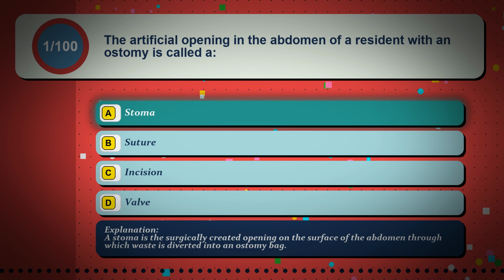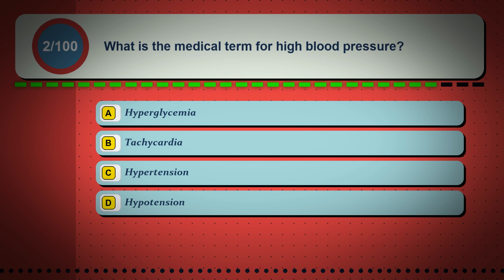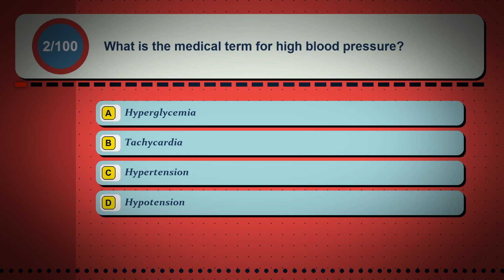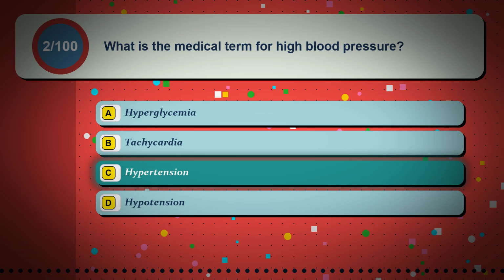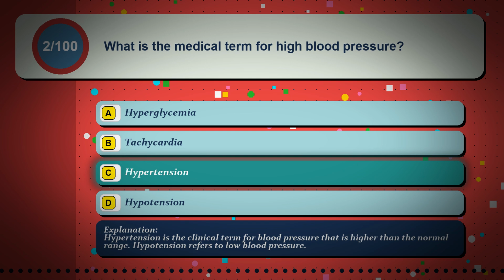Question 2. What is the medical term for high blood pressure? Option A, hyperglycemia. Option B, tachycardia. Option C, hypertension. Option D, hypotension. The correct answer is option C, hypertension. Hypertension is the clinical term for blood pressure that is higher than the normal range. Hypotension refers to low blood pressure.